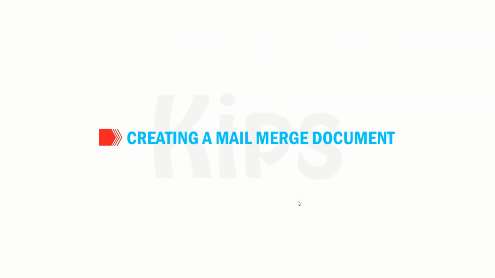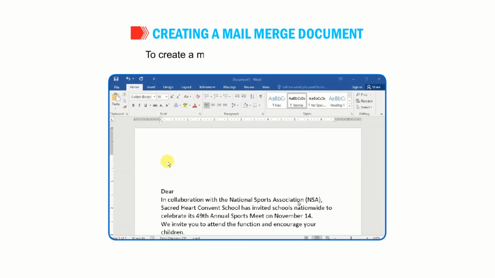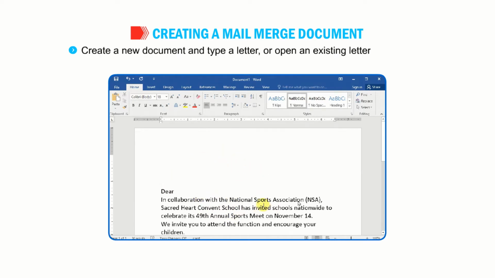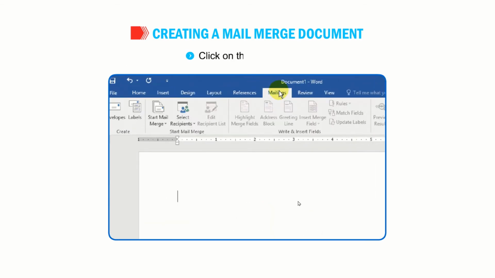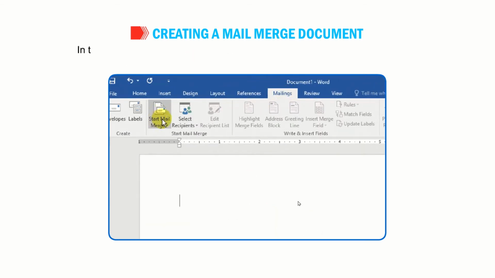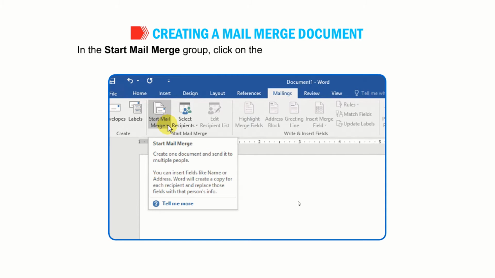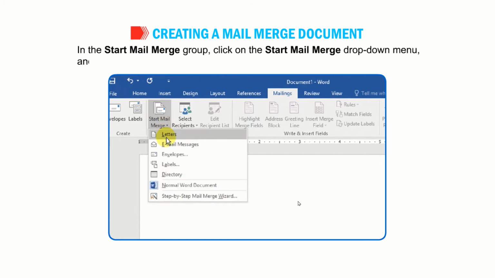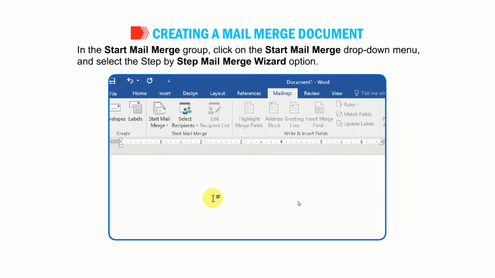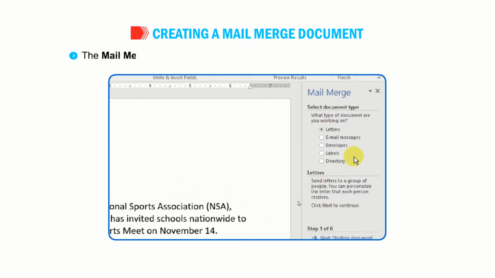Creating a mail merge document. To create the main document, follow these steps. Create a new document and type a letter, or open an existing letter in Microsoft Word that you want to send to different people at different addresses. Click on the Mailings tab, Start Mail Merge group. Click on the Start Mail Merge drop-down menu and select Step by Step Mail Merge Wizard. The Mail Merge task pane appears on the right side of the application window.